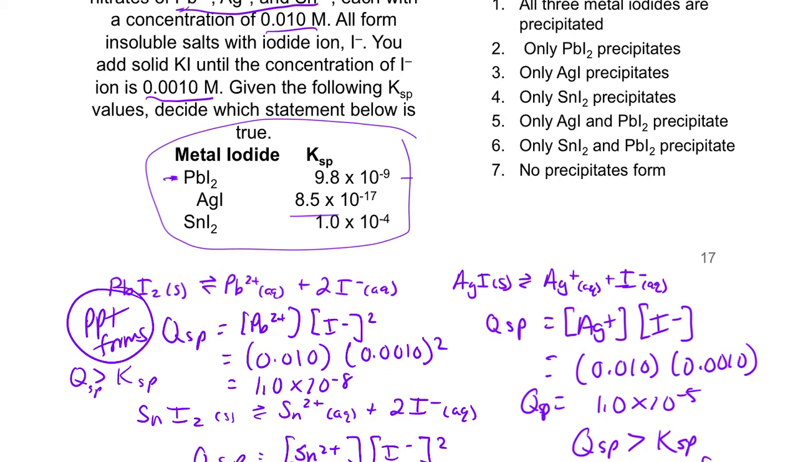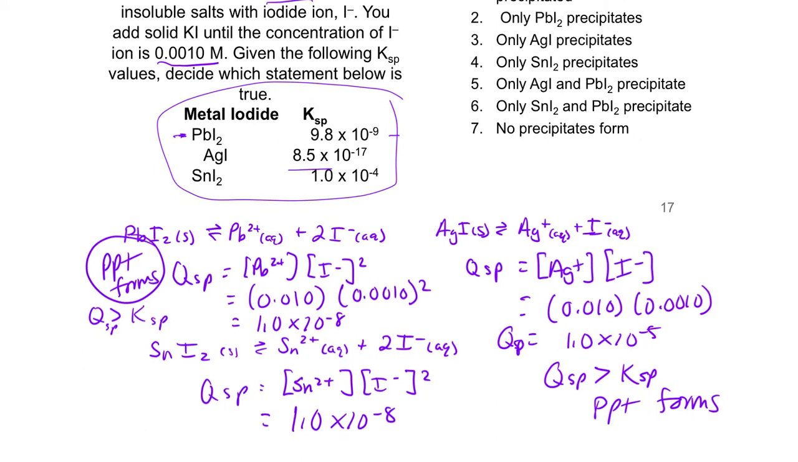For the tin, we're going to end up with the same Q value as we did for the lead, simply because the ion ratios are the same and the concentrations are all the same. So we get 1 times 10 to the minus 8. Compare Q for tin to K for tin, and we'll get Q is less than K. And so in this case, a precipitate does not form. Okay, so we get precipitates with only silver iodide and lead iodide.